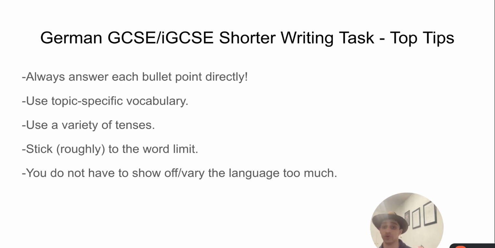Make sure that your German is accurate above all, and that you've answered every single bullet point. Those things are really, really important. But as long as you do that, you can get right up to the top bracket of marks. You do not have to vary your language or use too many show-off phrases here in the shorter writing task.